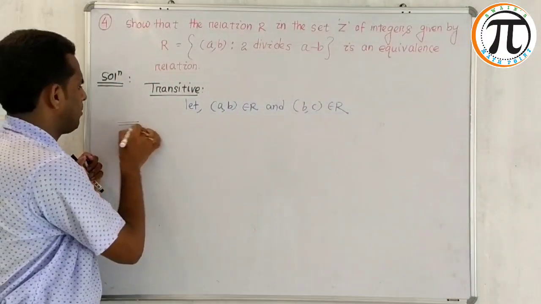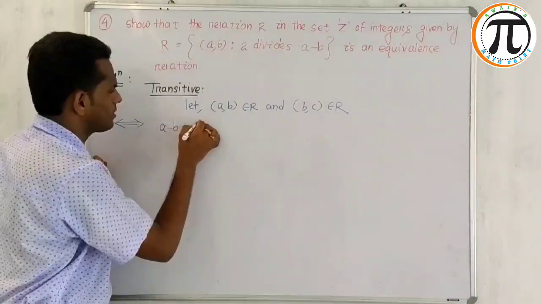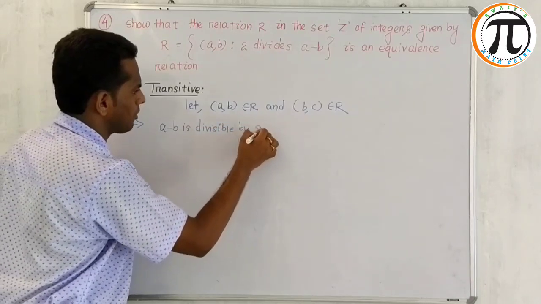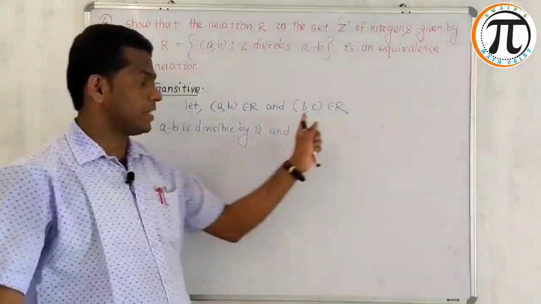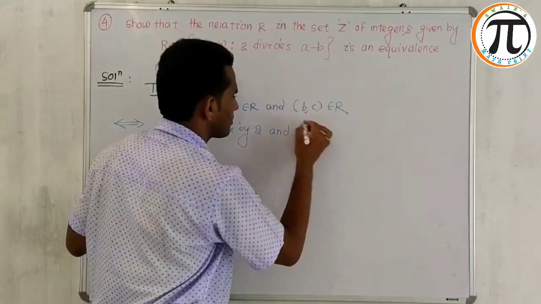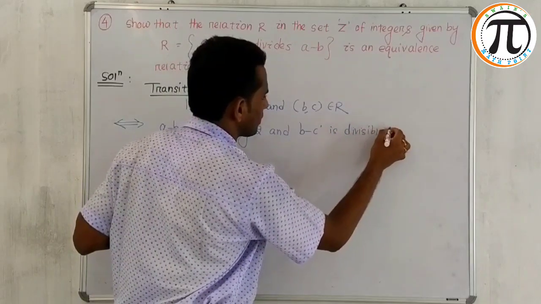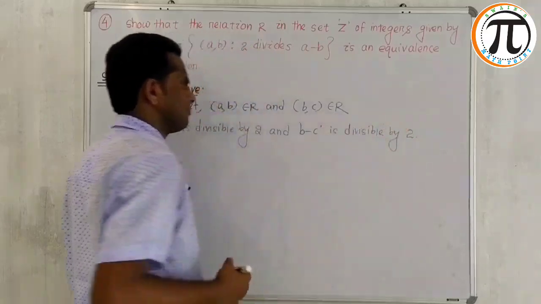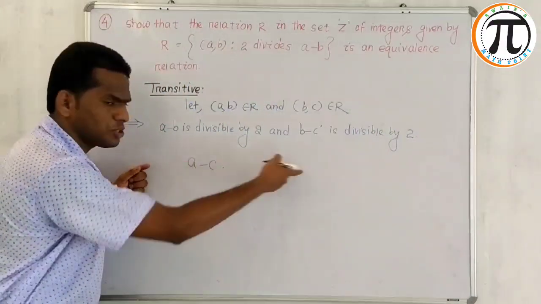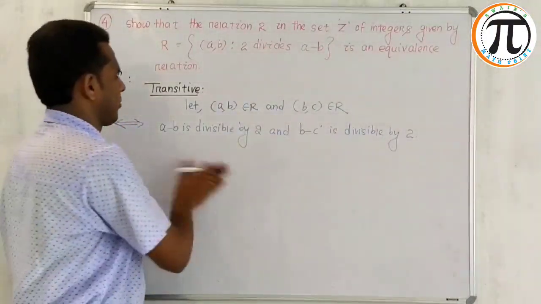So देखो let (A, B) belongs to R का meaning क्या है? Same thing, A minus B is divisible by 2. And (B, C) मतलब B minus C is divisible by 2. Clear? Now you have to prove that (A, C) belongs to R. That means A minus C is divisible by 2. You have to prove this funda. So check करो A minus C होगा कि नहीं होगा.